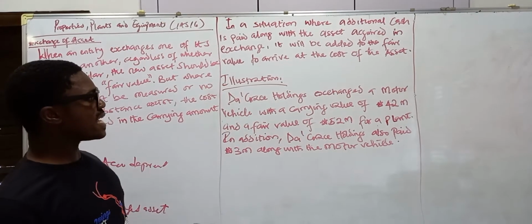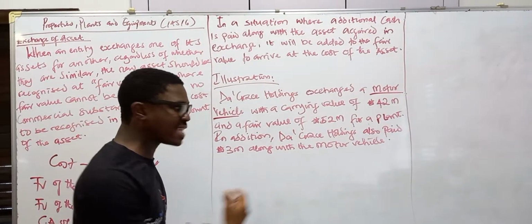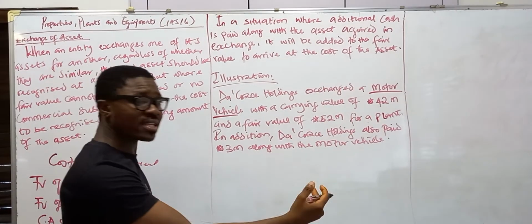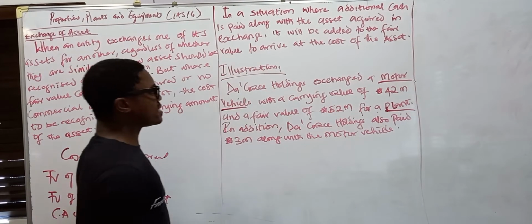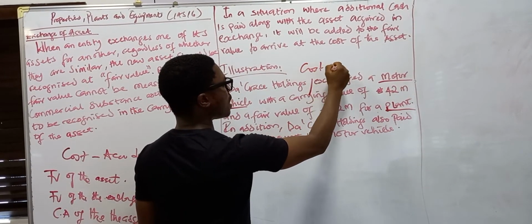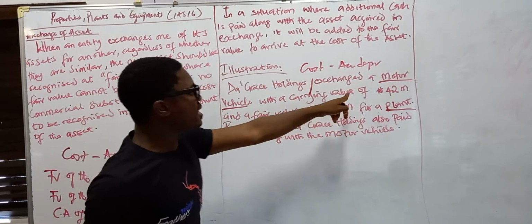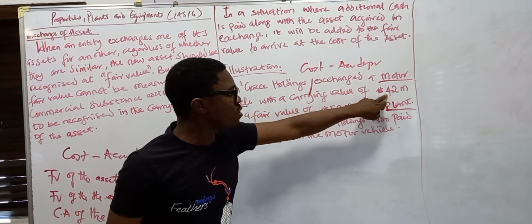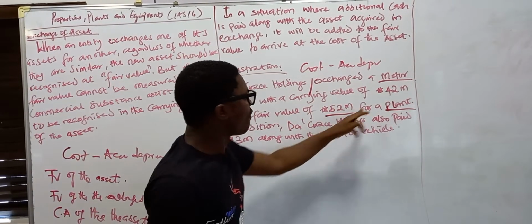Say Grace Holding Limited exchanged a motor vehicle. So this means that Grace is giving out a motor vehicle to receive what? To receive a plant. And look at this, the carrying amount, which is the cost minus the accumulated depreciation of the asset, is 42 million. And a fair value of what? 52 million for a plant.